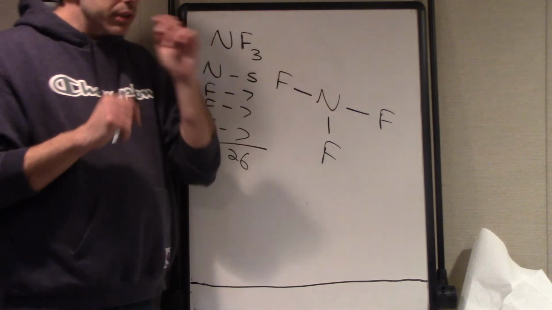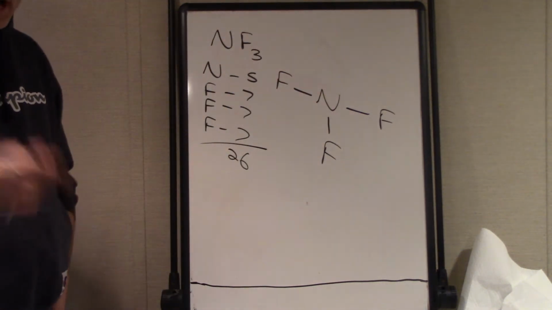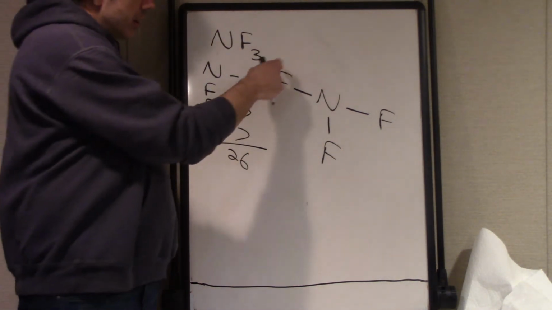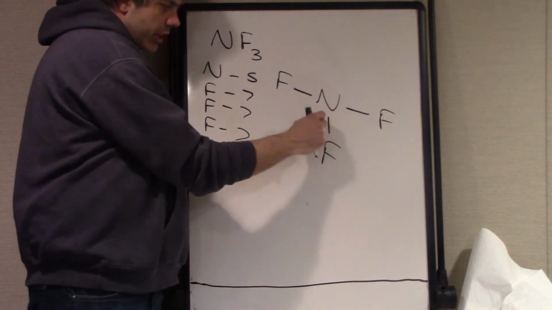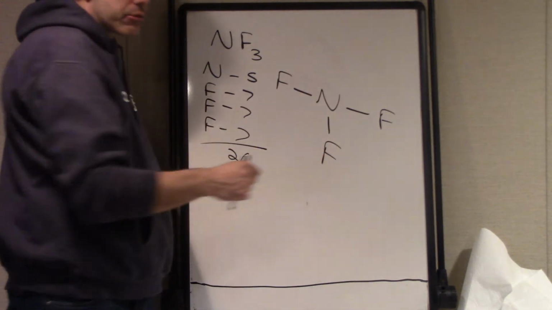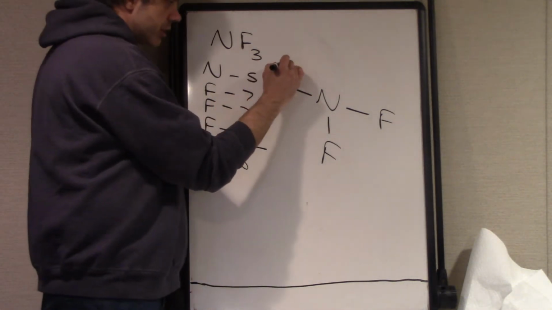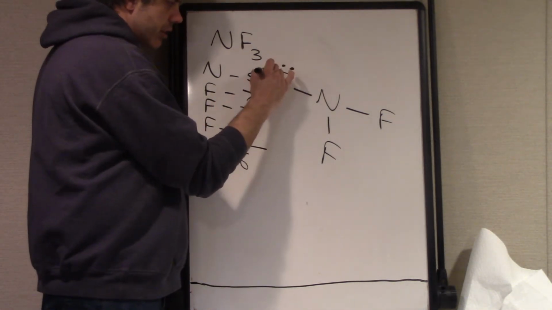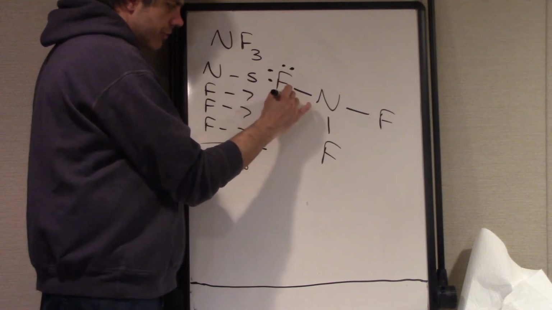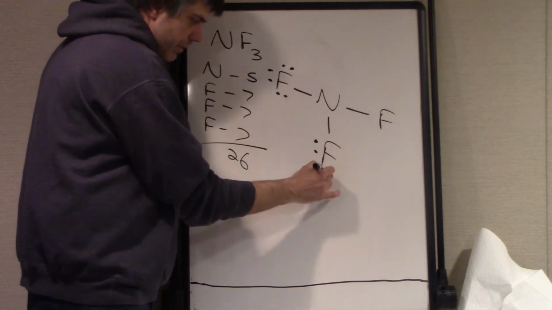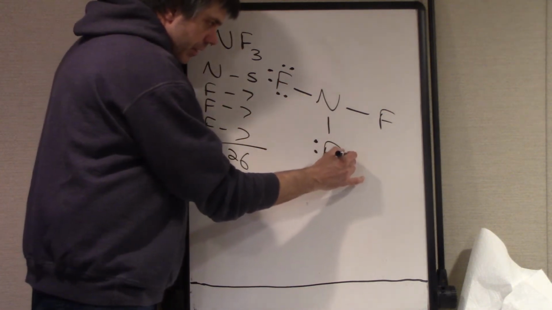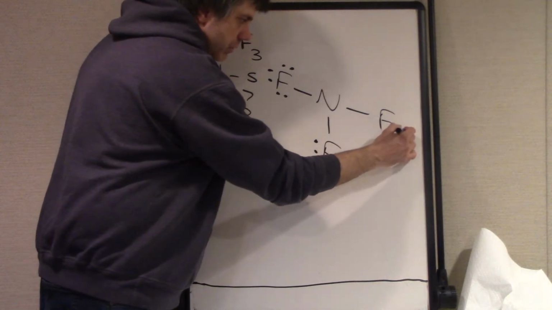Now I'm looking at completing the octets on those outer atoms. Each outer atom only has 2 electrons, the 2 from the bond around it. That means 3 lone pairs to bring up to 8 electrons. So I'm going to make 3 lone pairs on each of these fluorines.